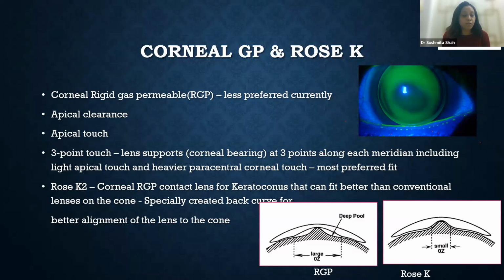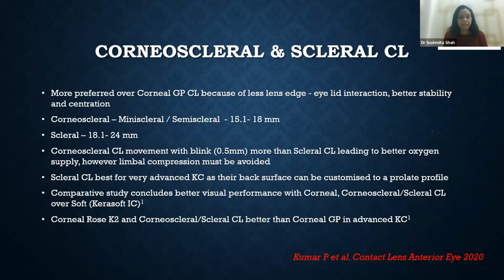But the Rose K2 lenses are currently the more preferred corneal RGP contact lenses for keratoconus, and as is noted in the photograph, that is so because the back vertex of the back surface of the contact lens is especially modified to fit the cone of the keratoconus. So they are definitely better than the normal RGP corneal contact lenses.